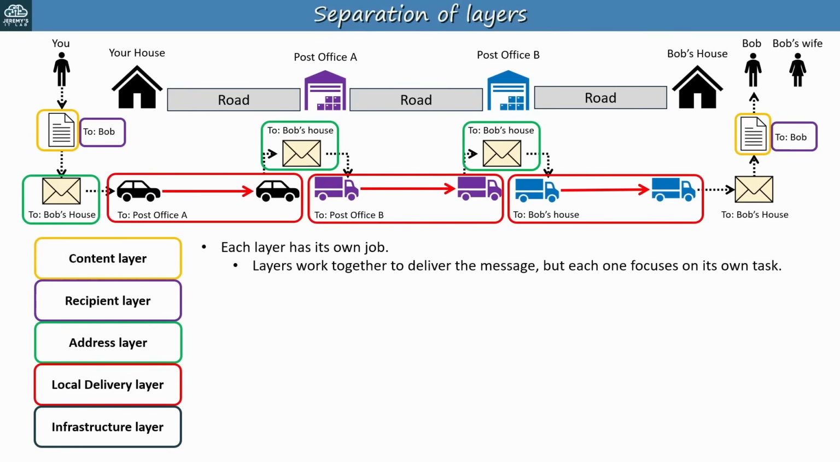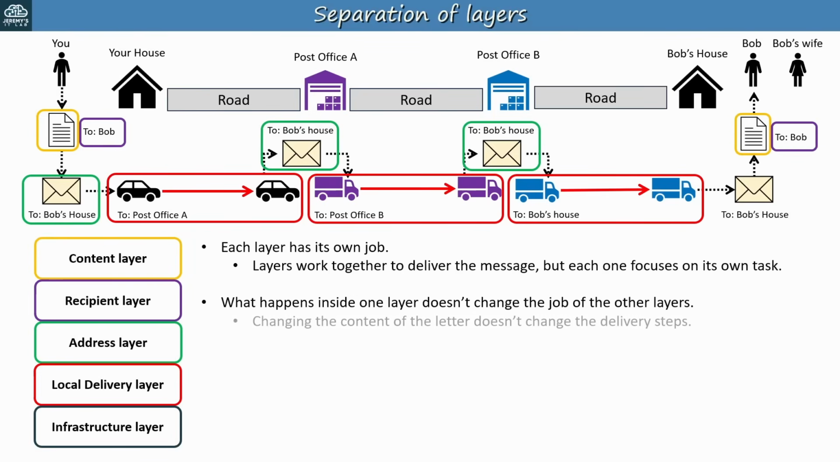The local delivery layer focuses on getting the letter to the next stop in the route, Post Office A, then Post Office B, and finally Bob's house. The infrastructure layer is the system of roads and mail trucks that the delivery process relies on. What happens inside one layer doesn't change the job of the other layers. For example, changing the content of the letter doesn't change the delivery steps, and changing the delivery path doesn't affect the letter itself. When you're writing the letter to Bob, you don't have to think about how the postal service will go about delivering it.